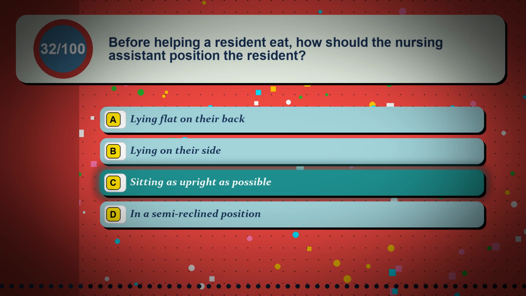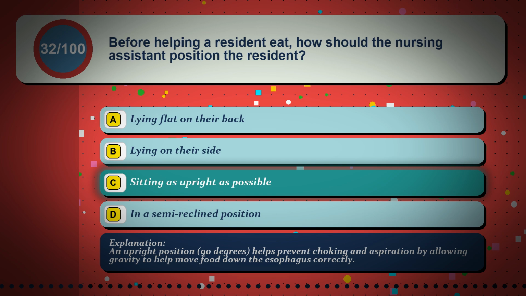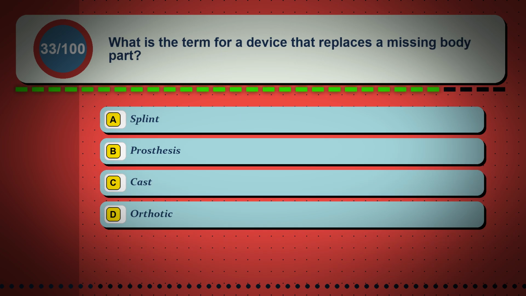The correct answer is option C. Sitting as upright as possible. An upright position, 90 degrees, helps prevent choking and aspiration by allowing gravity to help move food down the esophagus correctly. Question 33. What is the term for a device that replaces a missing body part?